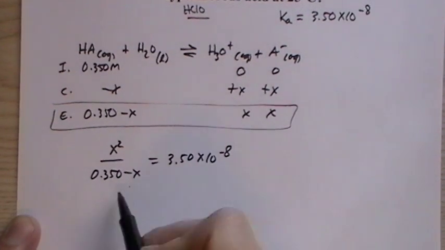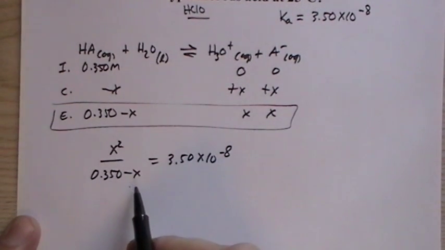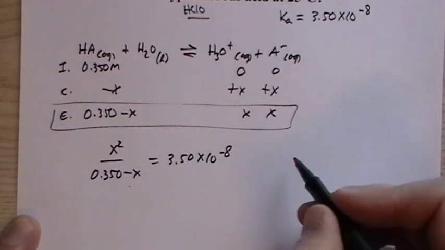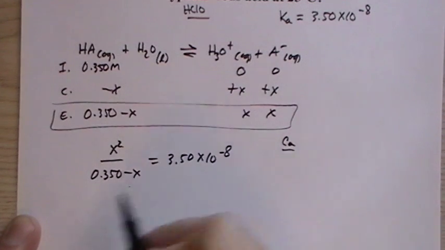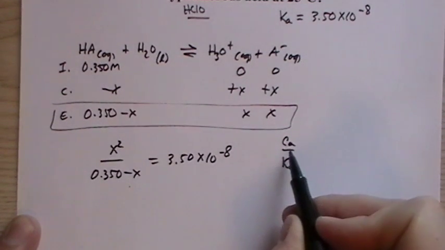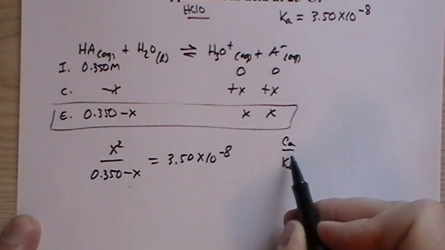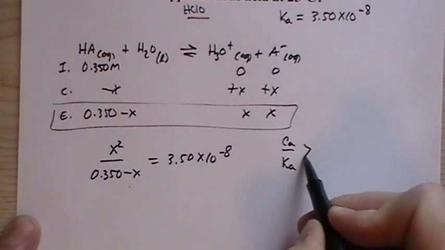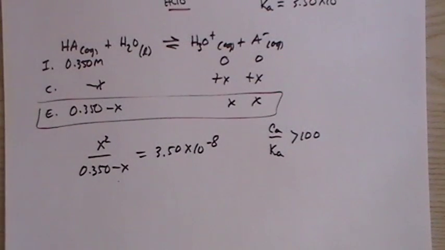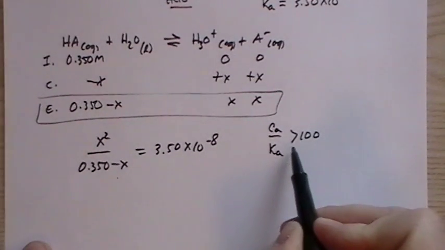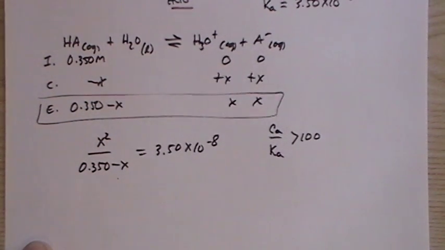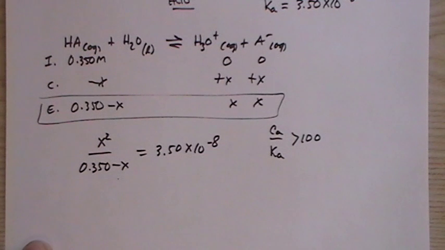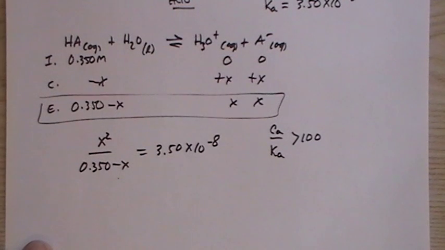But we have to make sure that we're allowed to do that. If X turned out to be 0.25, we certainly couldn't get rid of it. We'd be way, way off if we ignored X. So we don't know what X is yet, but we are guaranteed that if the concentration of the acid over the Ka is greater than 100, we'll have less than 5% error. And the larger the number is, the higher it is above 100, the lower the error. So if we get a number that's in the thousands or millions, then we can be guaranteed that we will have way less than even a 1% error.